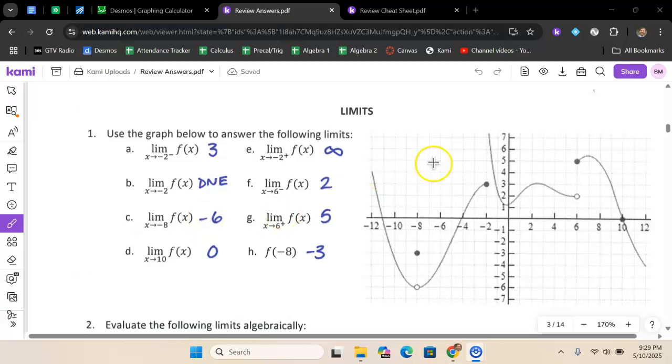All right, I wanted to do a video over the review. It might turn into videos. I'm not really sure where this is going to go. I'm going to start with limits. First one is limits by a graph.